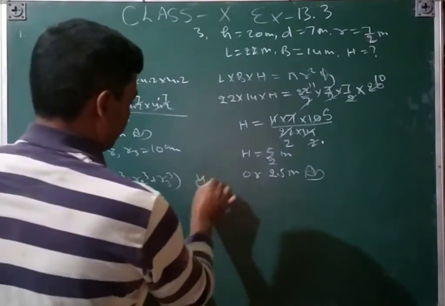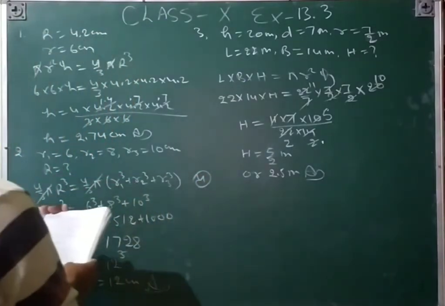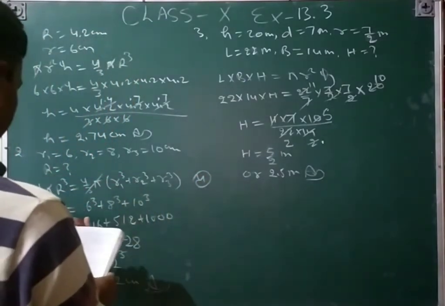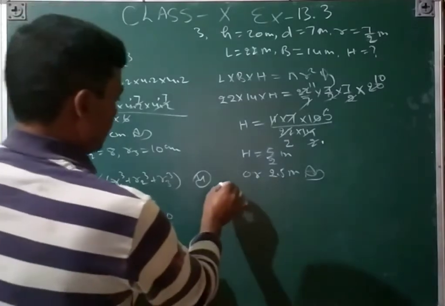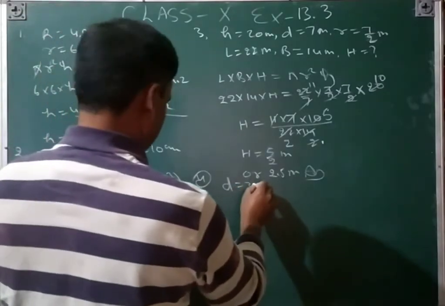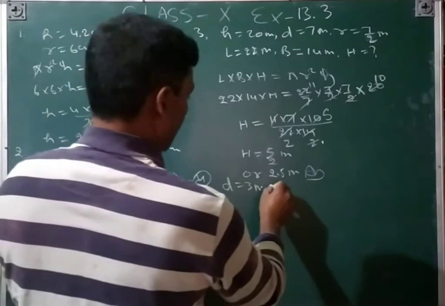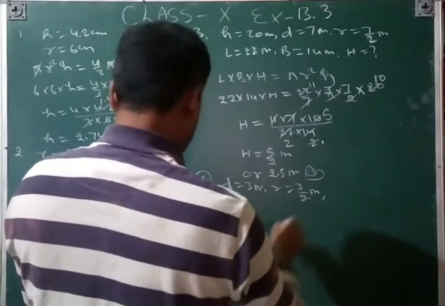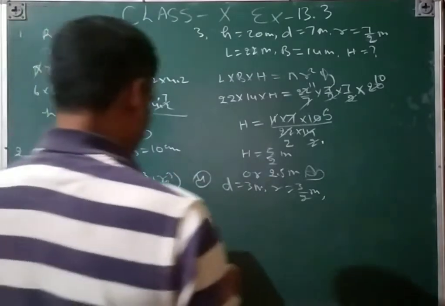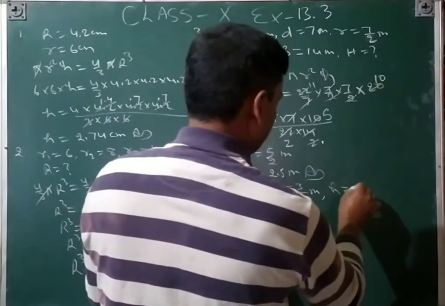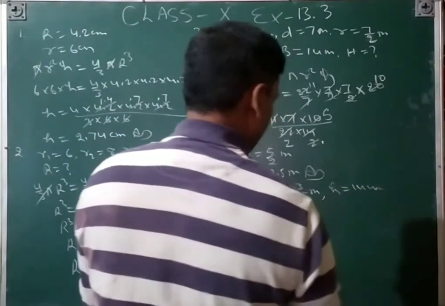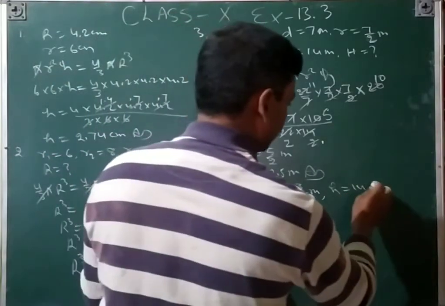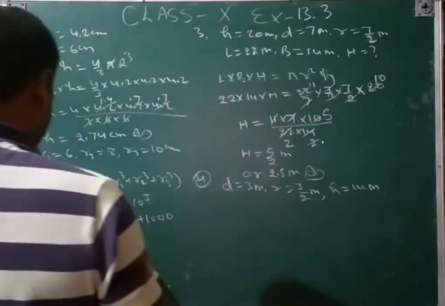Fourth question: a well of diameter 3 meter. So r will obviously be 3 upon 2 meter, and the height, that is depth, is 14 meter.